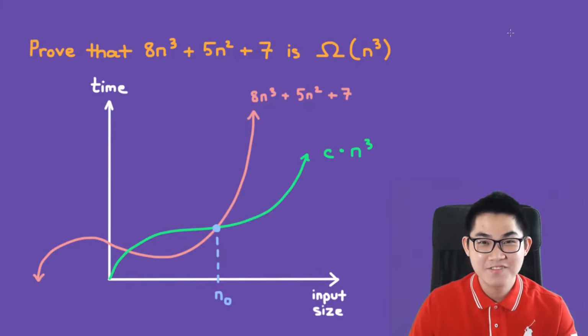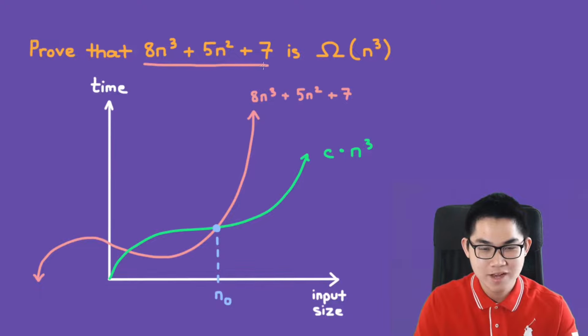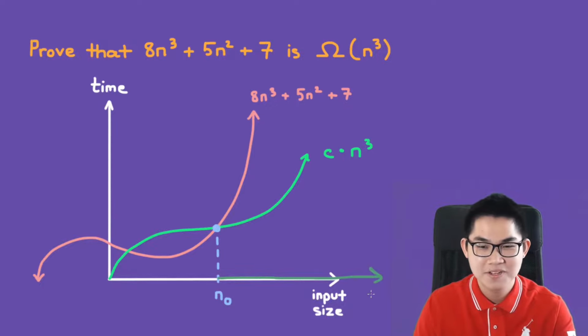The idea is very simple. So here is our red function, and this is our green function. And we just want to show that our red function grows faster than our green function, or the red function is always above the green function starting from n0 and onwards.